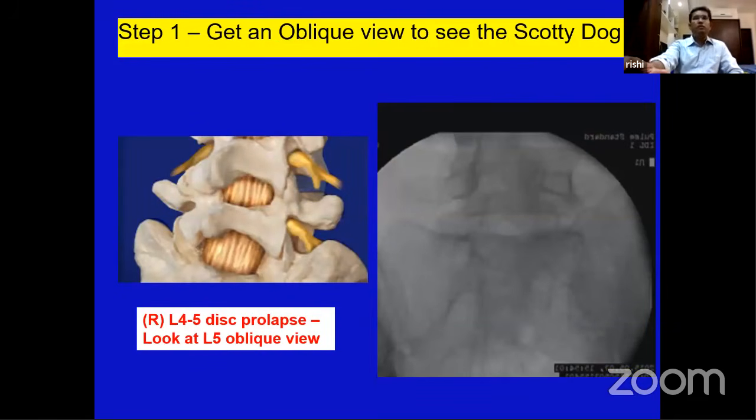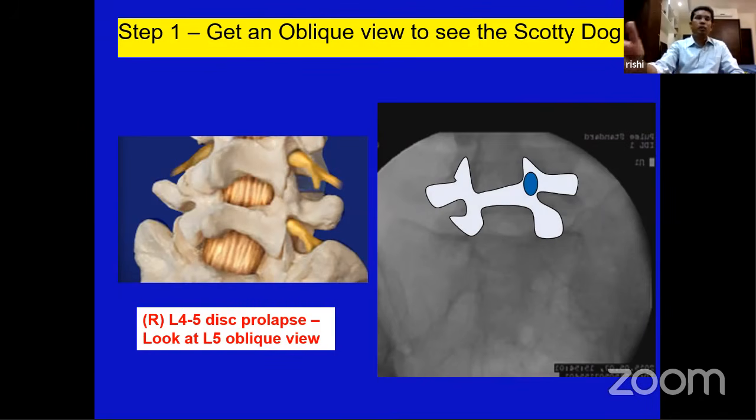So when we give a nerve root block, the first thing to do is to get an oblique view to get the Scotty dog appearance. So this is the typical Scotty dog appearance. If you have to block the right L5 nerve root in a patient with the right L4-5 posterolateral disc collapse, you have to get a right side oblique view.